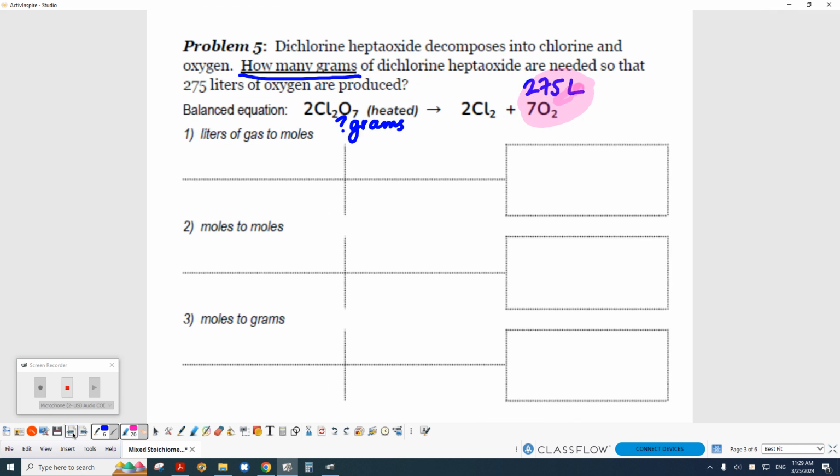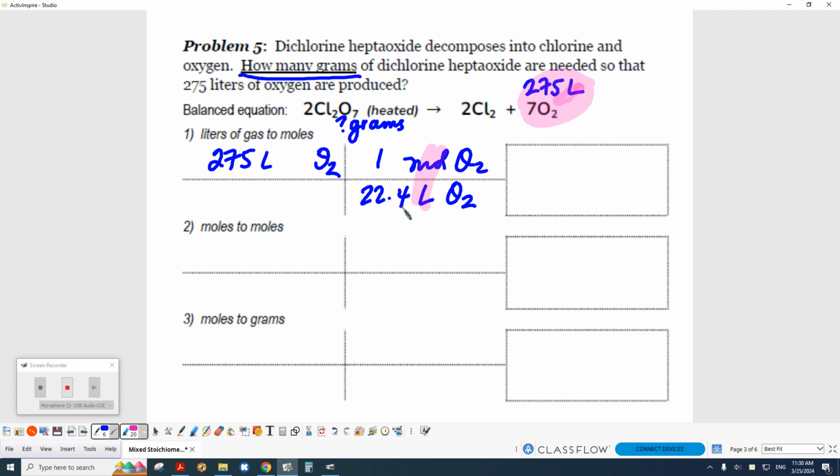And so let's begin. The given is 275 liters of O2 gas. On the bottom, we place the units we're trying to cancel out. That's why we put liters of O2 on the bottom. And on the top of the conversion, we place moles of the given, in this case O2. And realize that the moles and liters are related by the gas molar volume: 1 mole of oxygen gas is 22.4 liters of that gas.